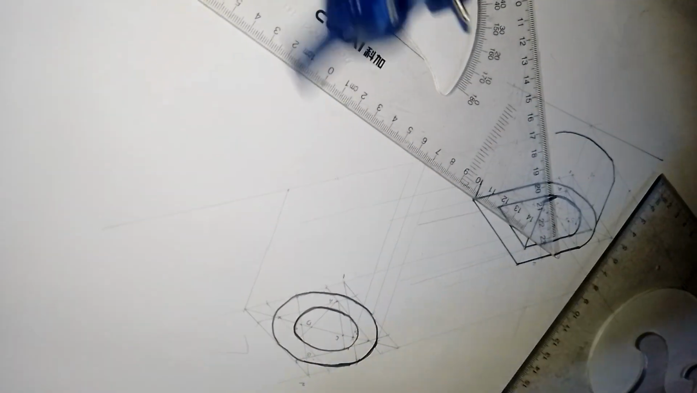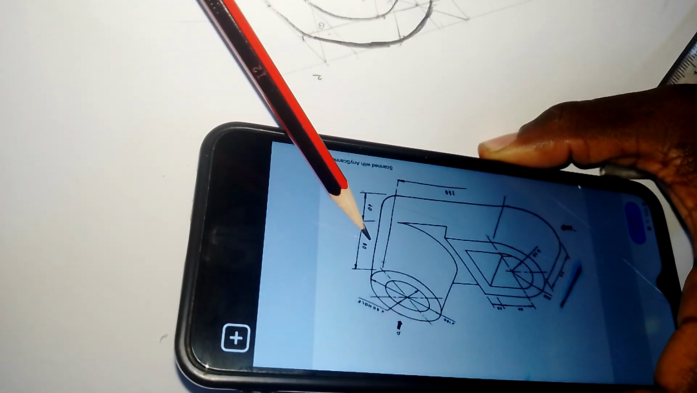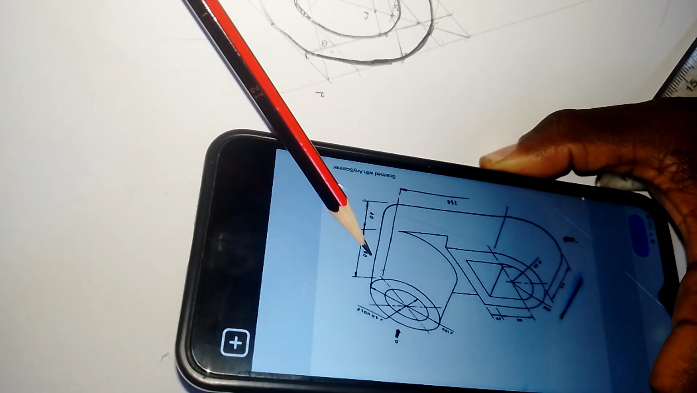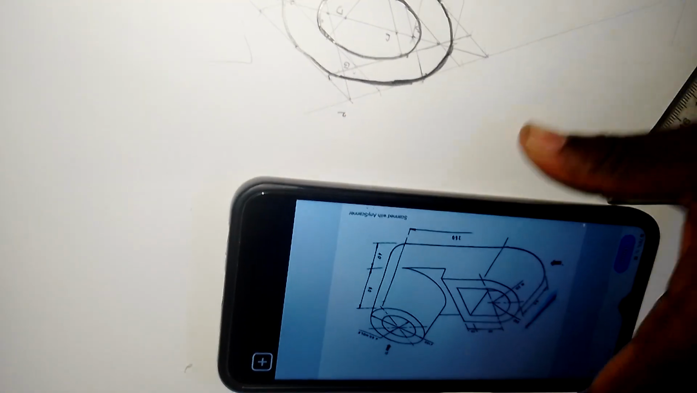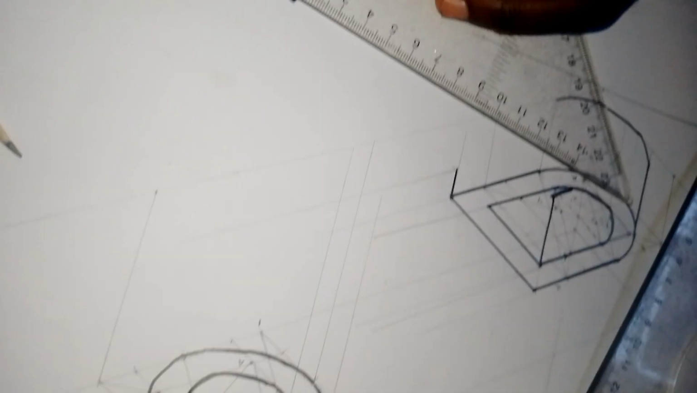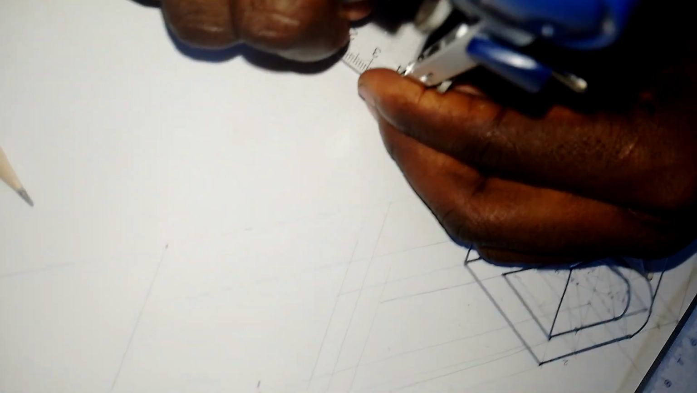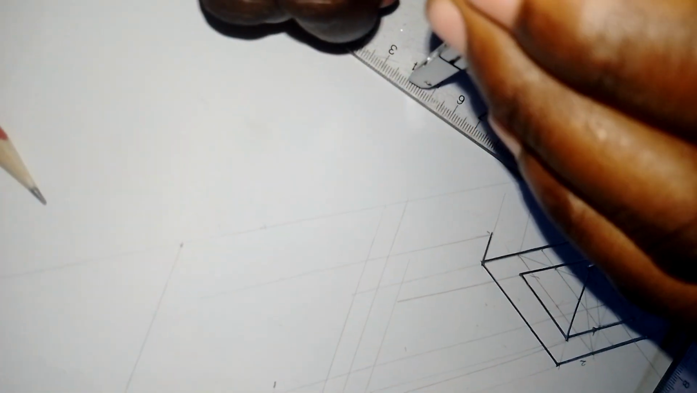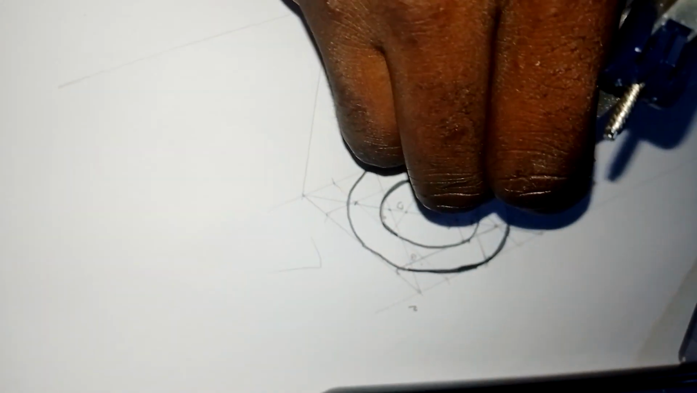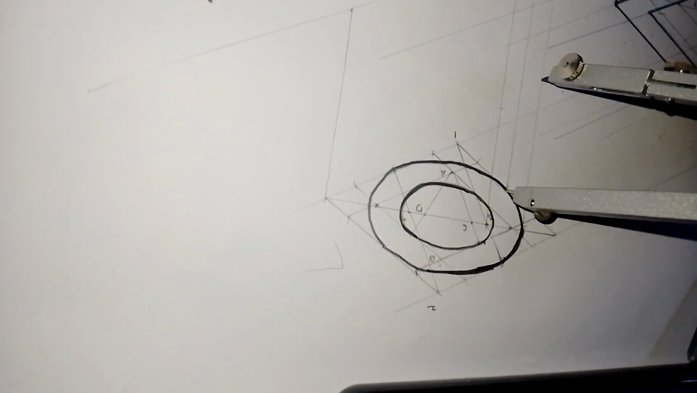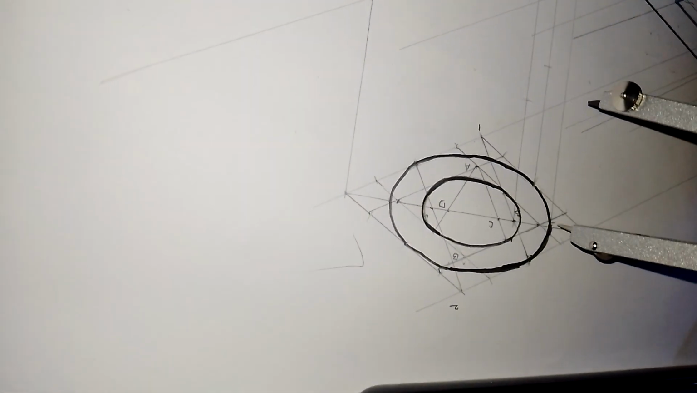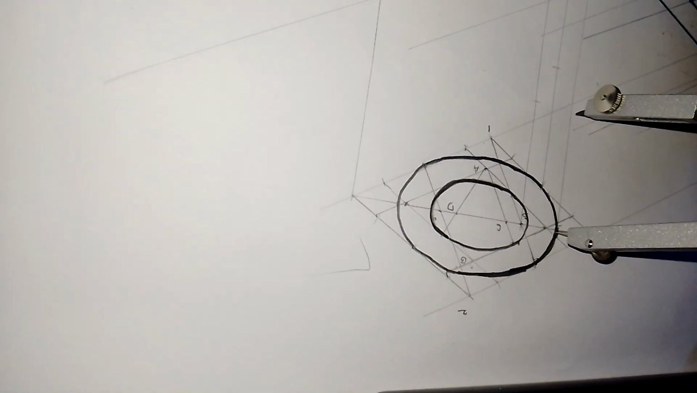Therefore, the height of this from this part to here is 80. So we are going to take 80 divided by 2, which is 40. Therefore, we are going to drop it by 40. That one is 40. Therefore, I drop the center by 40. I drop the other part, this part, by 40. And I drop this point by 40.